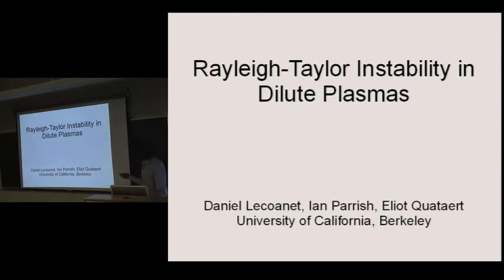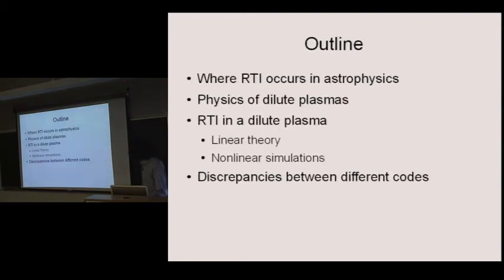So I'm going to talk about Rayleigh-Taylor instability in dilute plasmas. This is work I did with Ian Parrish and Eliot Quataert, and most of these results are in a paper that was recently accepted into Monthly Notices, but not quite published yet. First I'm going to talk about where in astrophysics these things are important, and then tell you a bit about the physics of dilute plasmas, and then get into the meat of things.